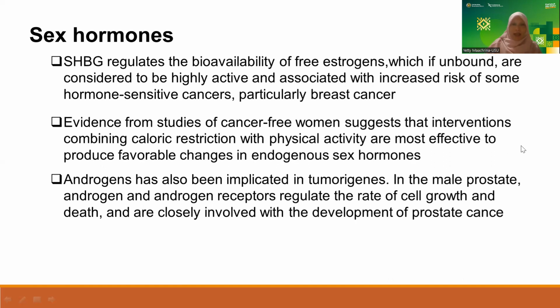And also the androgens. Androgens have also been implicated in tumorigenesis in female prostate. Androgen and androgen receptors regulate the rate of cell growth and death, and are closely involved with the development of prostate cancer. So if the androgens in our body increase, and the sex hormone binding globulin is also reduced, the free androgens will be high in our plasma, it will stimulate the androgen receptors more, and it can increase the rate of cell growth and promote the development of prostate cancer.